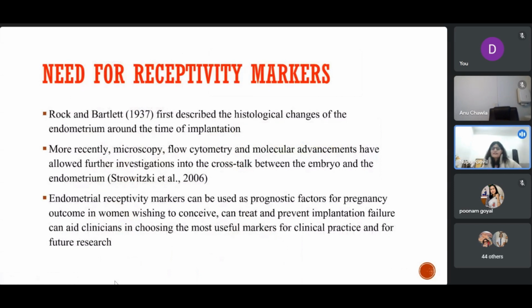So why do we actually need receptivity markers? Since histological dating by Noyes criteria started, there has been a lot of advancement. Now we can do embryo screening, we can do PGT, we can select the best embryo. We are moving towards single embryo transfer. But one thing that is keeping us back is that, similar to the embryo, we cannot actually predict endometrial receptivity. We don't have any gold standard or any marker which can prognosticate women about their pregnancy rate. There is no gold standard or marker we can use pre-IVF to treat or prevent implantation failure. So there is a need for these receptivity markers.